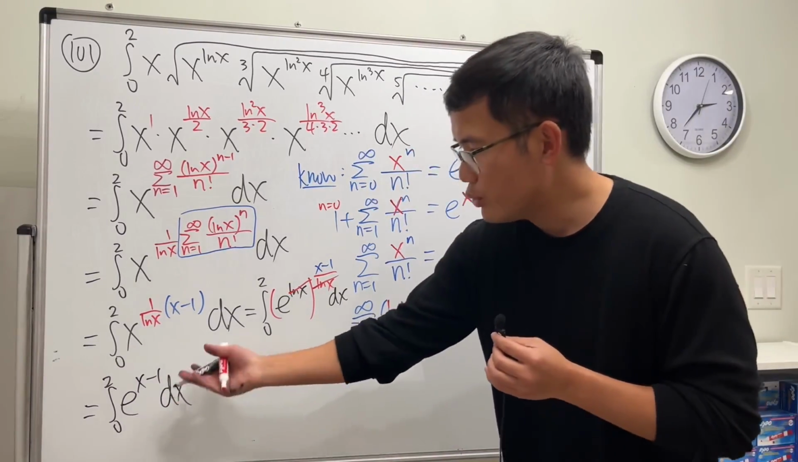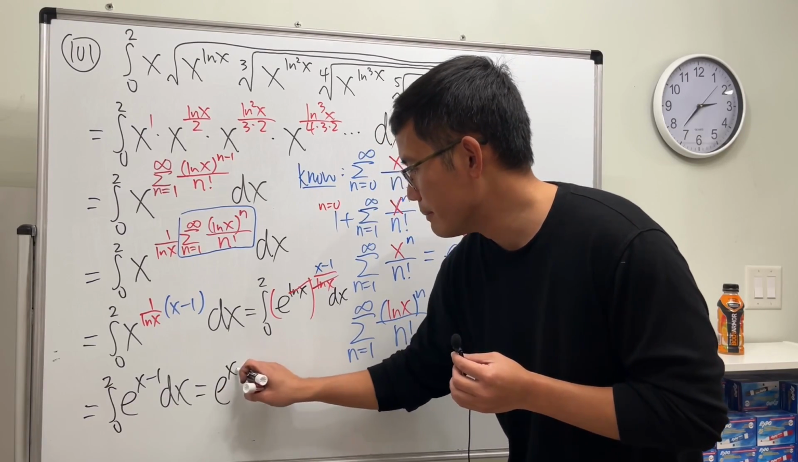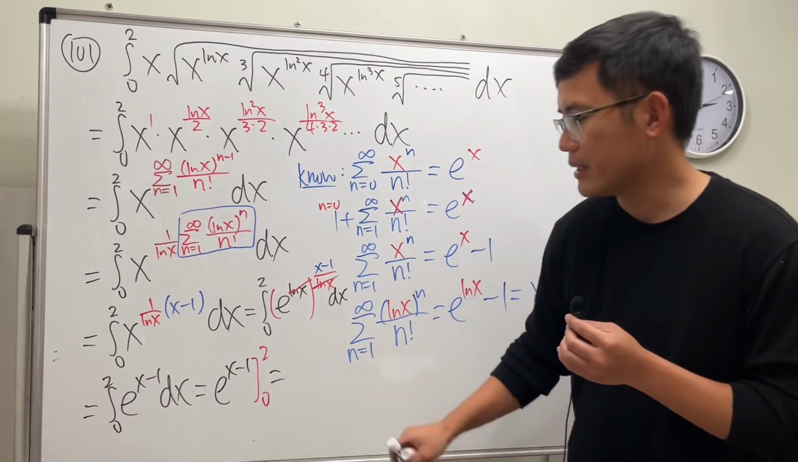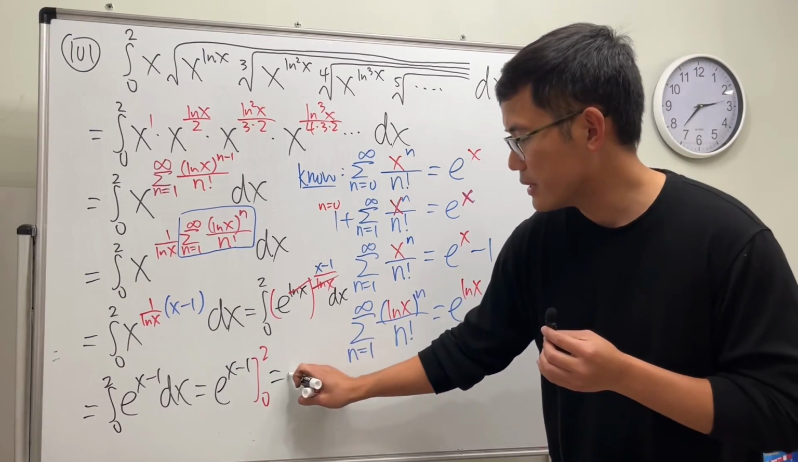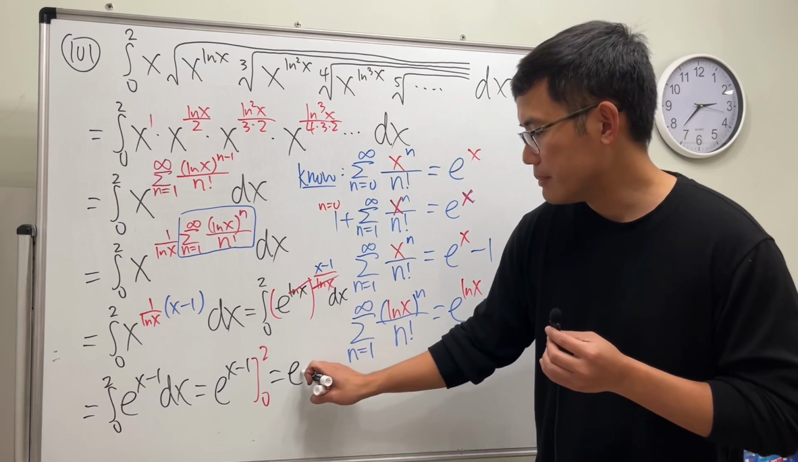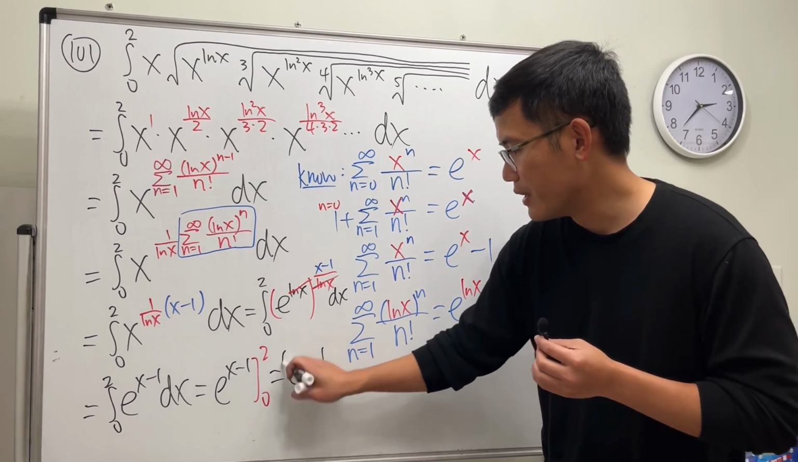How do we integrate e to the x minus 1? It's just e to the x minus 1, and we go from 0 to 2. And now let's do this in our head. Put 2 in here, we get e to the first. Put 0, we get minus 1 for the power, and it's minus, so it's e to the negative 1, and that is 1 over e, and then we are done.